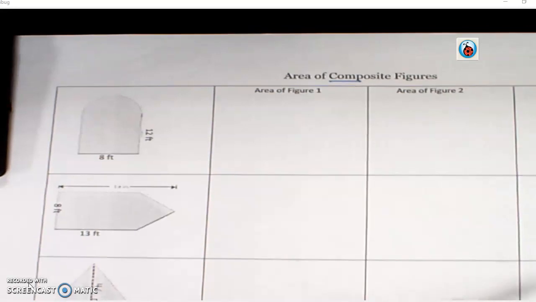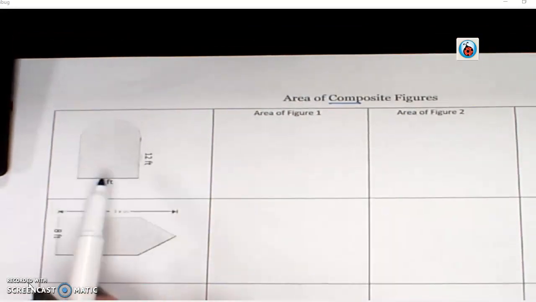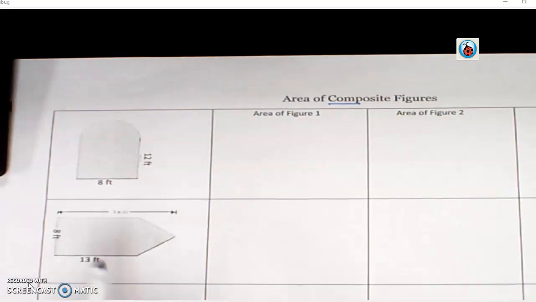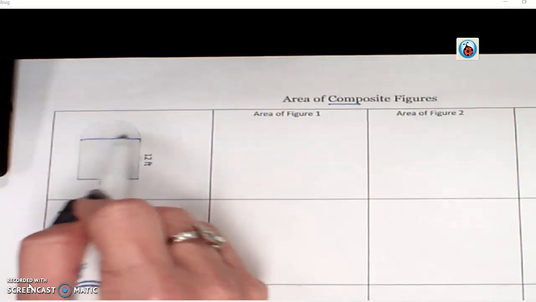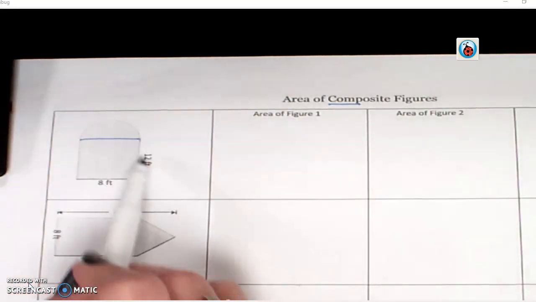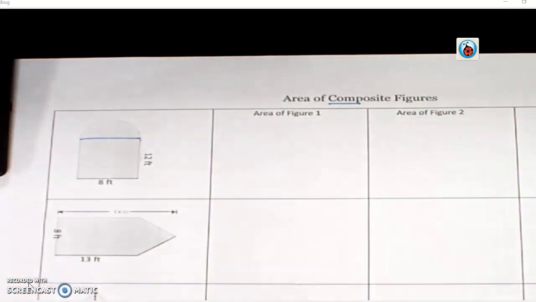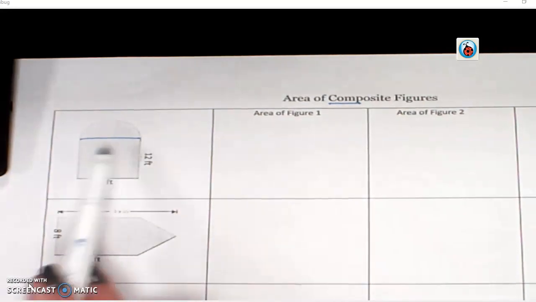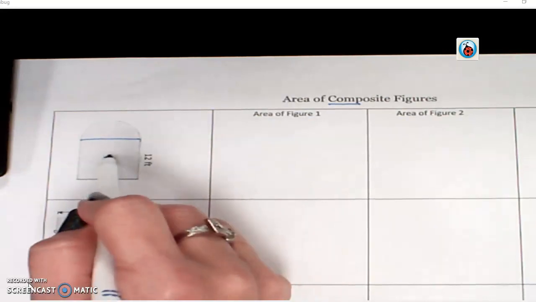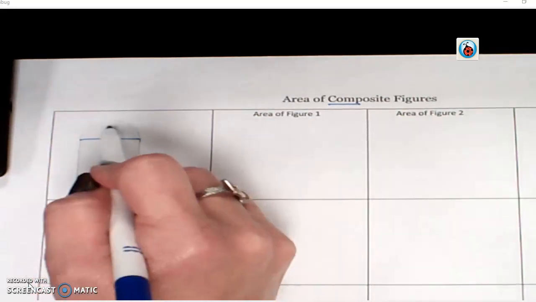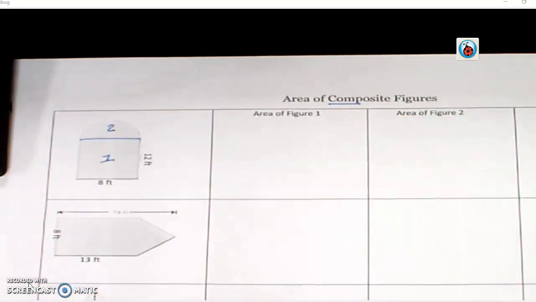So when you look at this picture, which might be a window in someone's house, you should notice that there's actually a semicircle on top and a rectangle down below. So in order to find out the area of the whole shape, we're going to find the area of the first figure, find the area of the second figure, and then we're going to add them together.